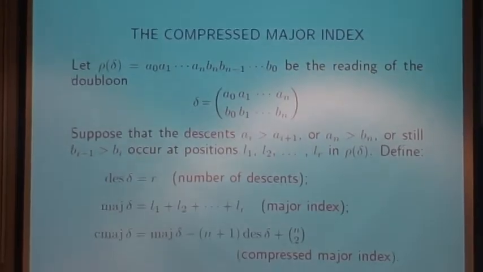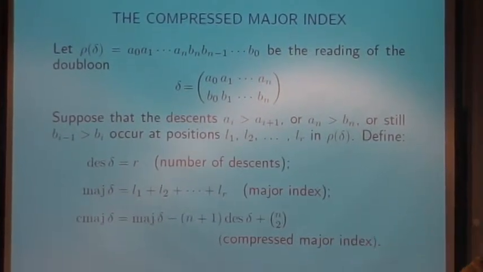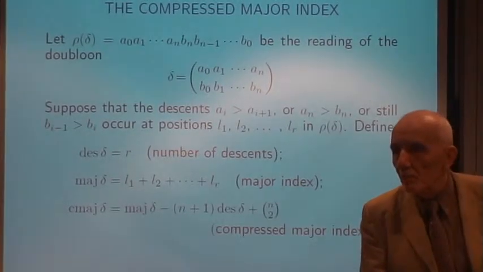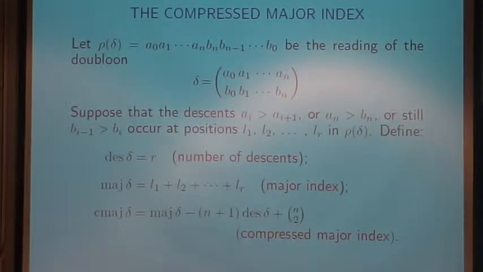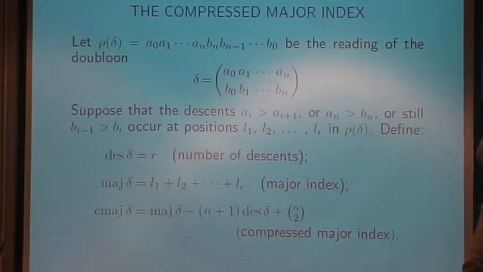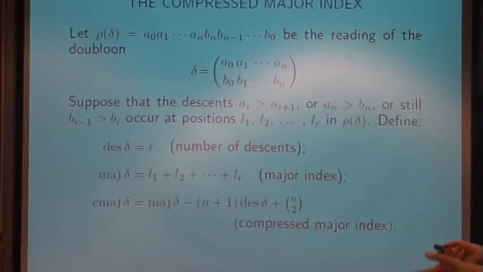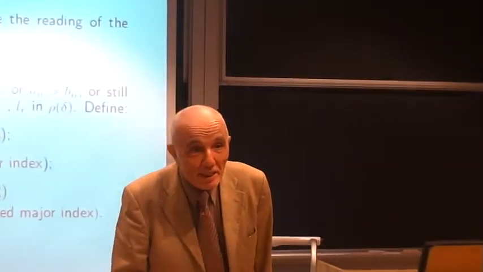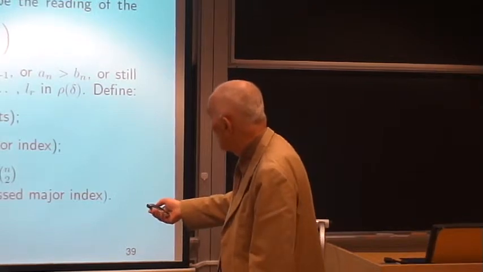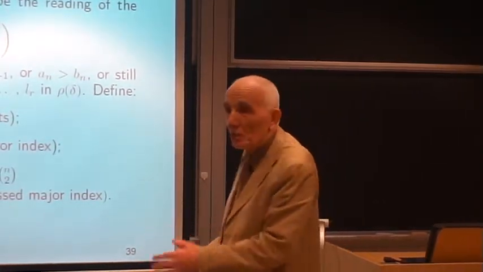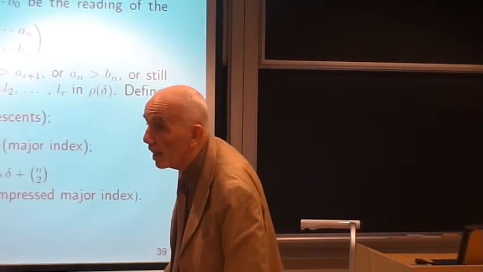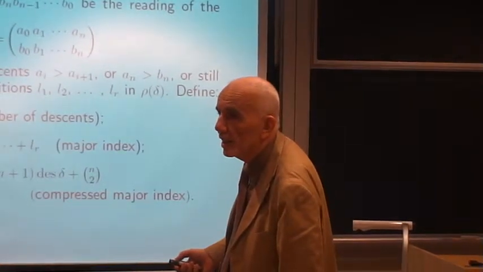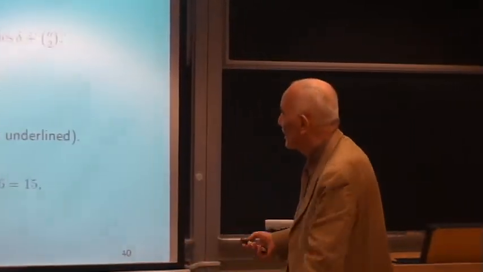Now the compressed one, very arbitrary. Why do you define this? Well, we'll see in a moment where we have to make this definition. So we call it the compressed major: the major, minus n plus 1 times the number of descents, and it's not quite positive, so we have to add something to make sure that it's positive. Dominique, when you record the positions, do you record the position based on the original word or in the folded one? Good point.